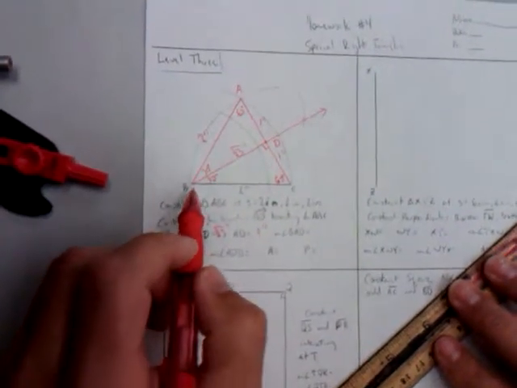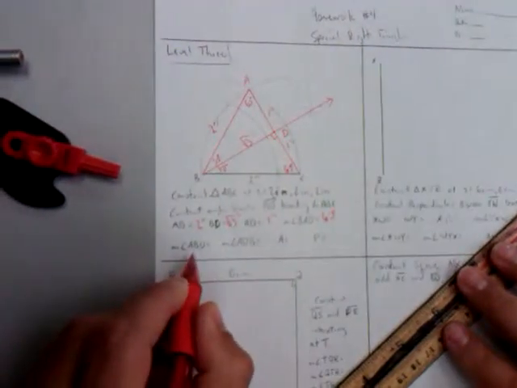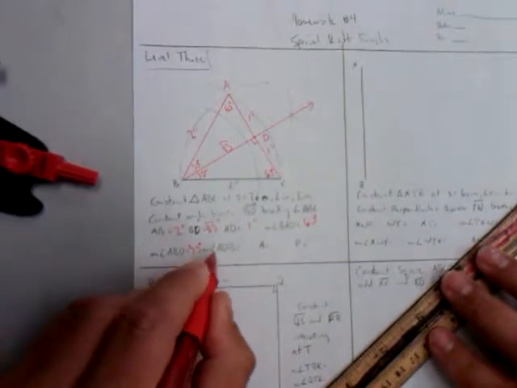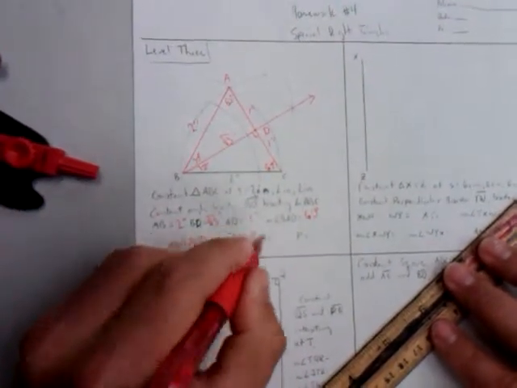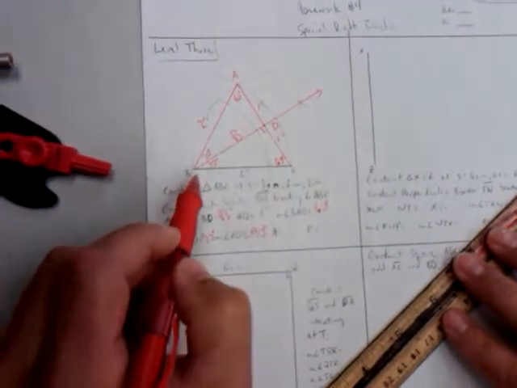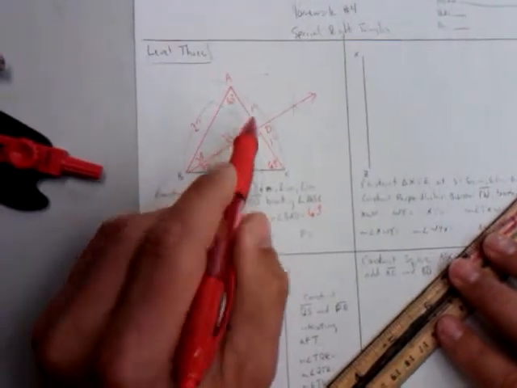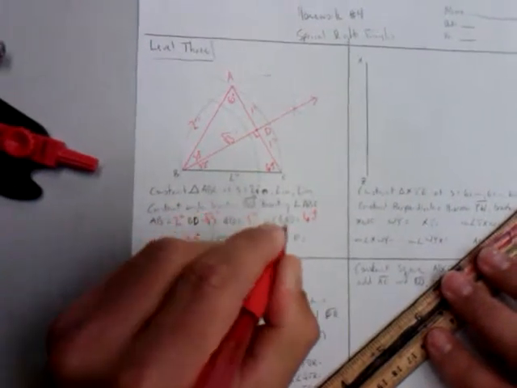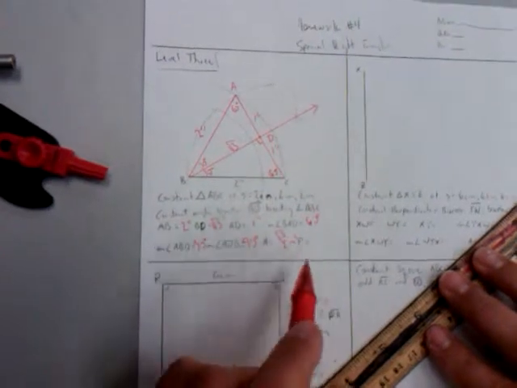Measure of angle BAD would be 60 degrees. Measure of angle ABD would be 30 degrees. Measure of angle ADB would be this one, that's 90 degrees. The area of this triangle, well, it's going to be base times height divided by 2. So the square root of 3 times 1 divided by 2, or square root of 3 over 2 inches squared.